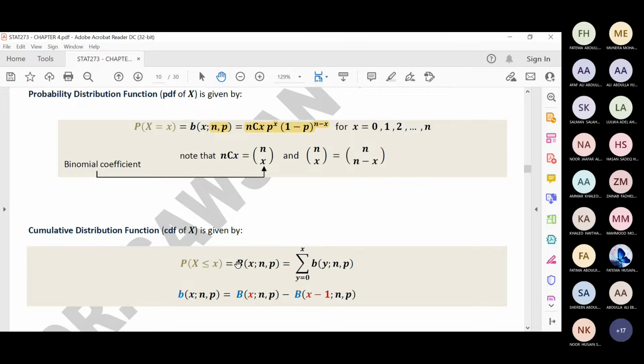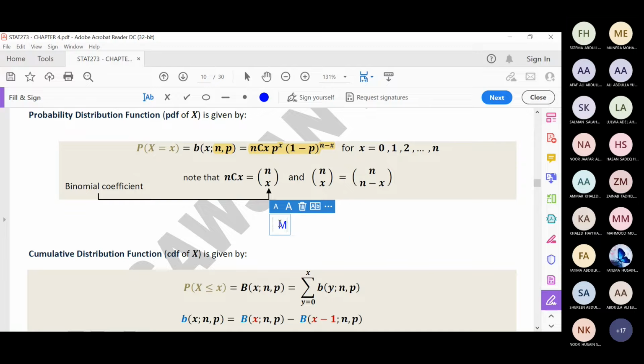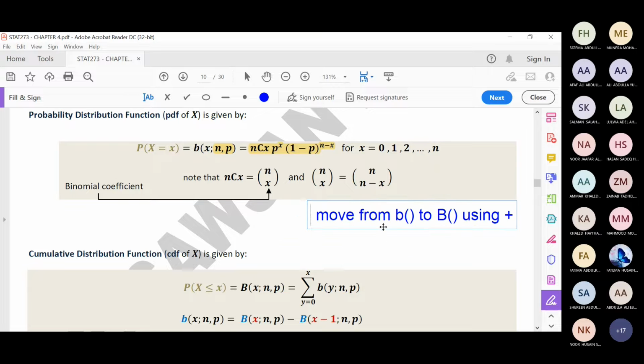Now remember the rule we have: we can move from small b, the probability distribution function, to capital B, which is the cumulative, using addition. So that's the rule we know. If I have the probability for each number, for 0 alone, for 1, for 2, for 3, and so on.